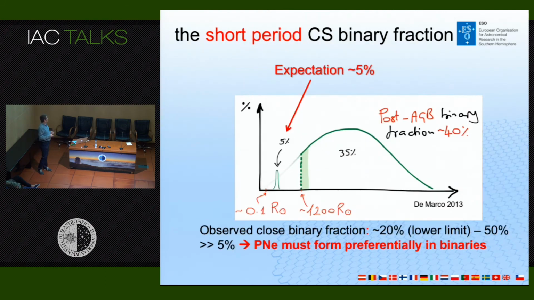5%. But of course, what we have seen is that this fraction is most likely between 20% up to 50% for very close binaries. And so we are much higher than whatever can be predicted by normal binary evolution. So this is a clear indication that planetary nebulae must form preferentially in binaries. You need a binary system to form a planetary nebula in most cases.